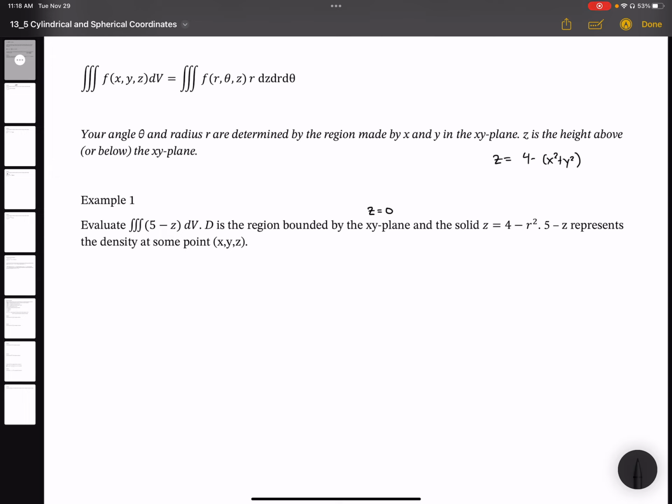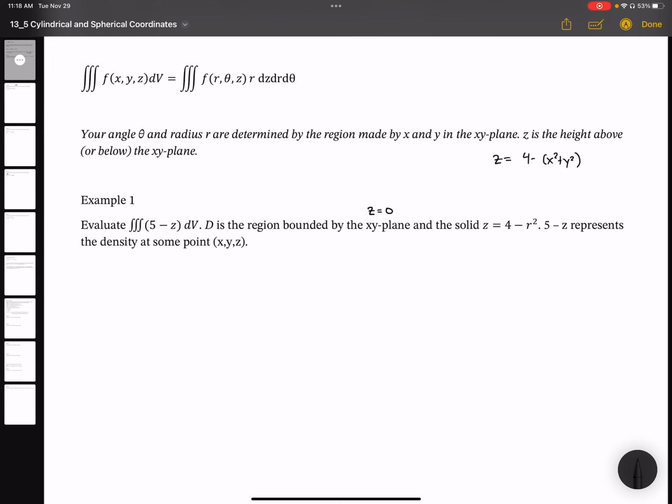So all the density means is that it's going to change depending on where we are inside the surface, and so the mass isn't uniformly distributed. And so the mass of the object over this region is the result of this integral. The setup for this is pretty straightforward.